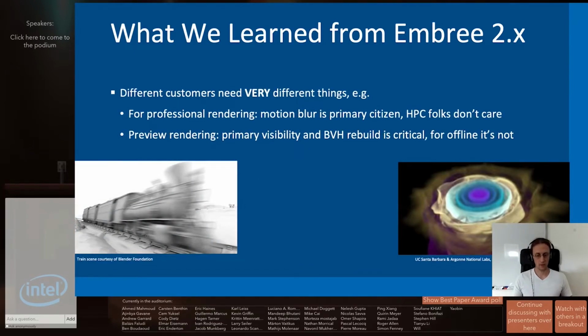And because so many people adopted it, they had very different usage scenarios for Embree. For example, for professional rendering, motion blur is a primary citizen, but for the HPC folks, they really don't care. And for preview rendering, there's a lot of emphasis on primary visibility and fast BVH rebuild, while the offline folks really don't care. So we had to design the Embree core to really support all of these different use cases.